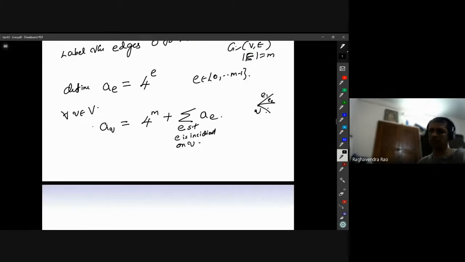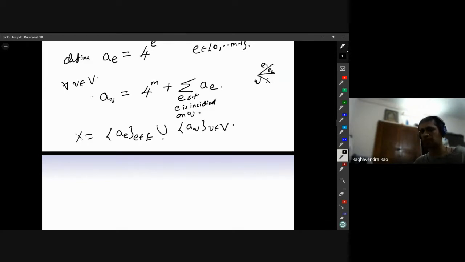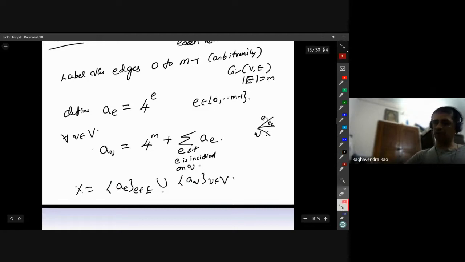Okay. Now the set X is nothing but {a_e, e in E} union {a_v, v in V}. So the cardinality of X is the number of edges plus the number of vertices. Okay. So one thing, I hope I didn't confuse. So here when I say a_e, we said that we number the edges, right? So edges are numbered from 0 to m minus 1. So if the edge e has number say 10, then this will be 4 to the 10. Okay, so that's what this means.